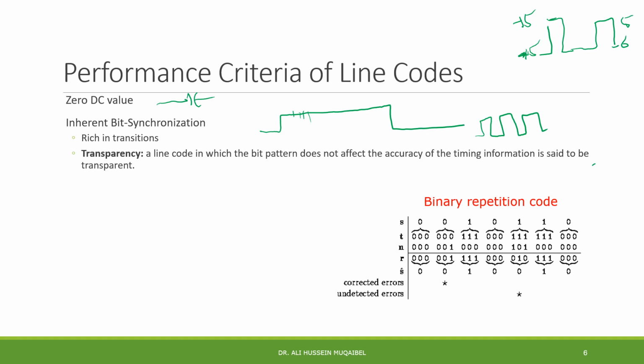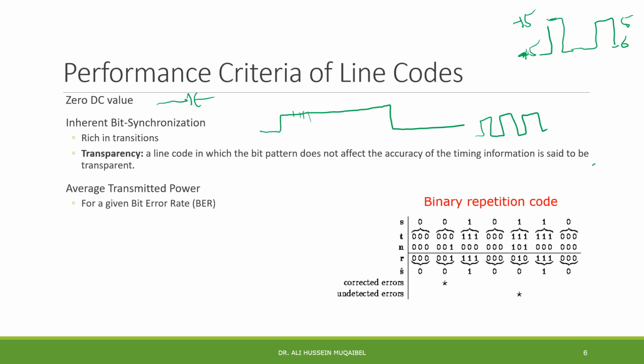However, in a code like, for example, the return to 0 unipolar, it's not transparent because a long sequence of ones has lots of transitions, but a long sequence of zeros has no transitions. So for transparency, the timing information should not depend on the data, zeros or ones. You can read more about this, you can search more about transparency.